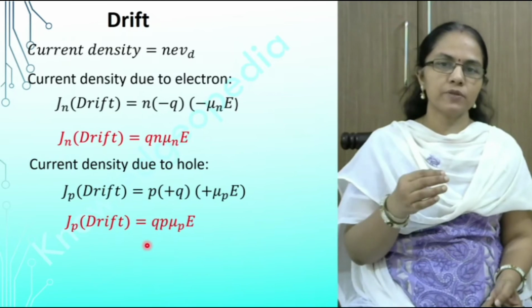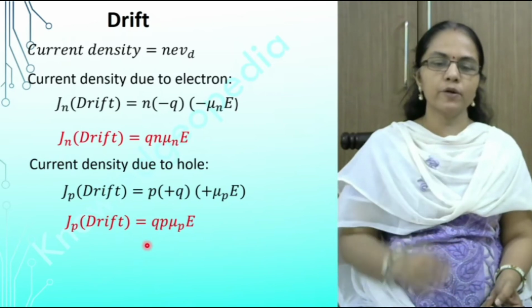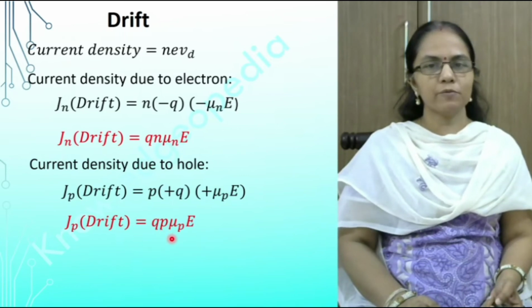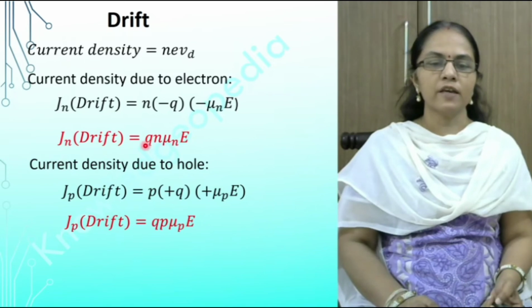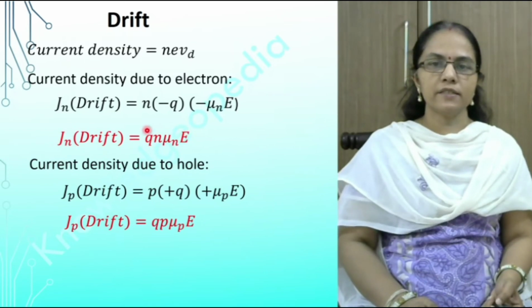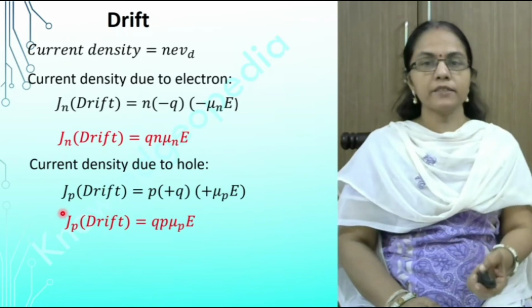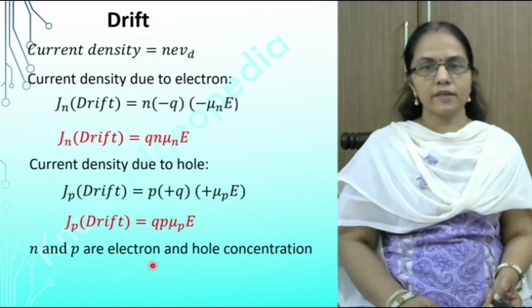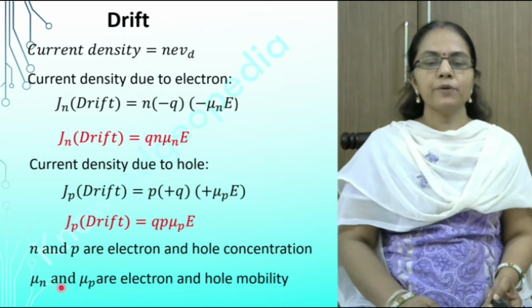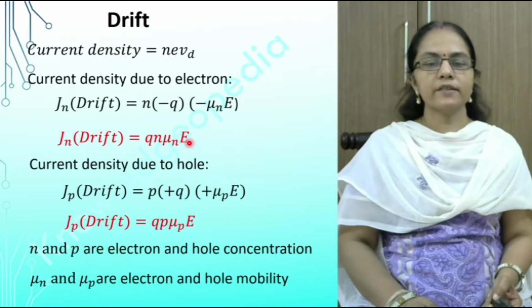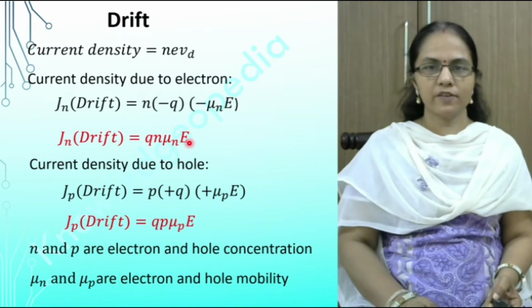Q is the magnitude of charge of a hole. P is the number of holes. Mu P is the mobility of hole. E is the applied electric field. So this one is the drift current density due to the drift of electron, and this expression gives the current density due to drift of holes. In these two expressions, N and P are electron and hole concentrations. Mu N and mu P are electron and hole mobility. And what is E? That is the applied electric field.